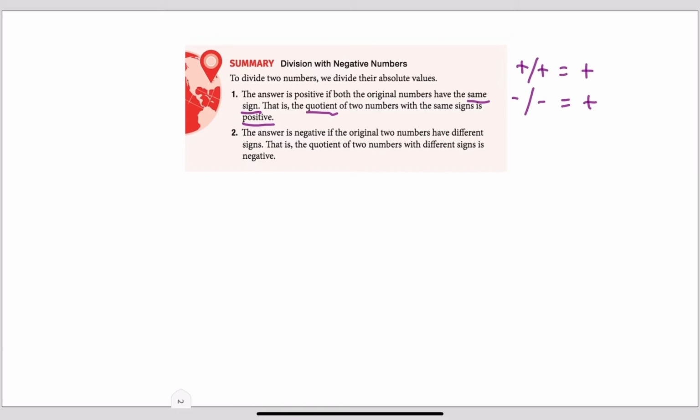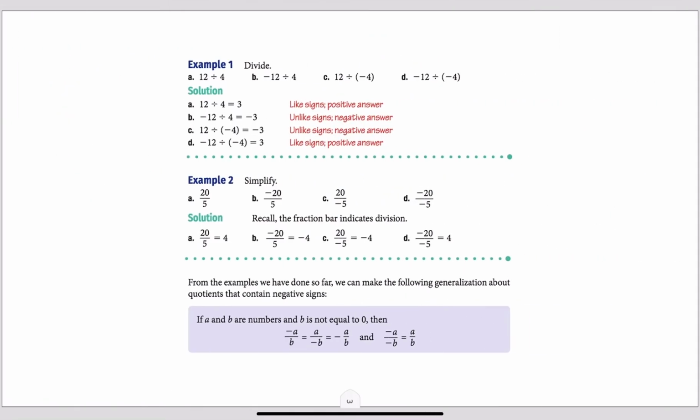If two numbers have different signs, then the quotient, the result of division, will be negative. So if you have a positive divided by a negative, or a negative divided by a positive, one of each, in multiplication or division, the result is negative. Remember, we call the quotient the result of division. You can say the result, the answer, or quotient. They'll all mean the same thing in this context. So let's look at some examples.